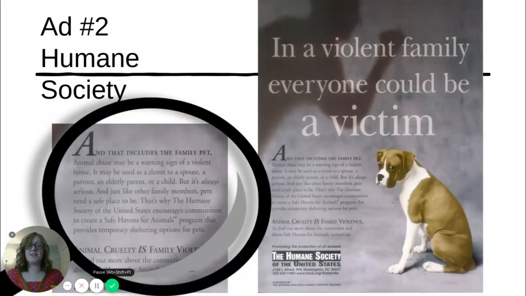Now, let's turn our attention to the Humane Society advertisement. Pause here and examine the slide for technical terms that will help you understand the advertisement. Look for powerful adjectives and verbs, and make sure you write down their literal meanings, as well as the emotions or pathos used and the intended audience of this advertisement.